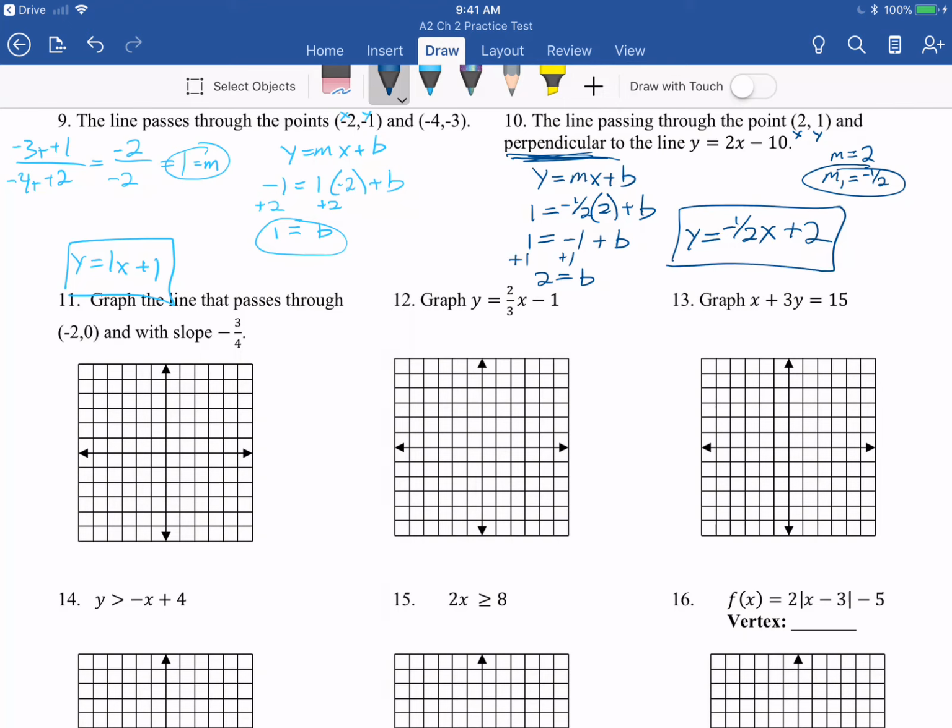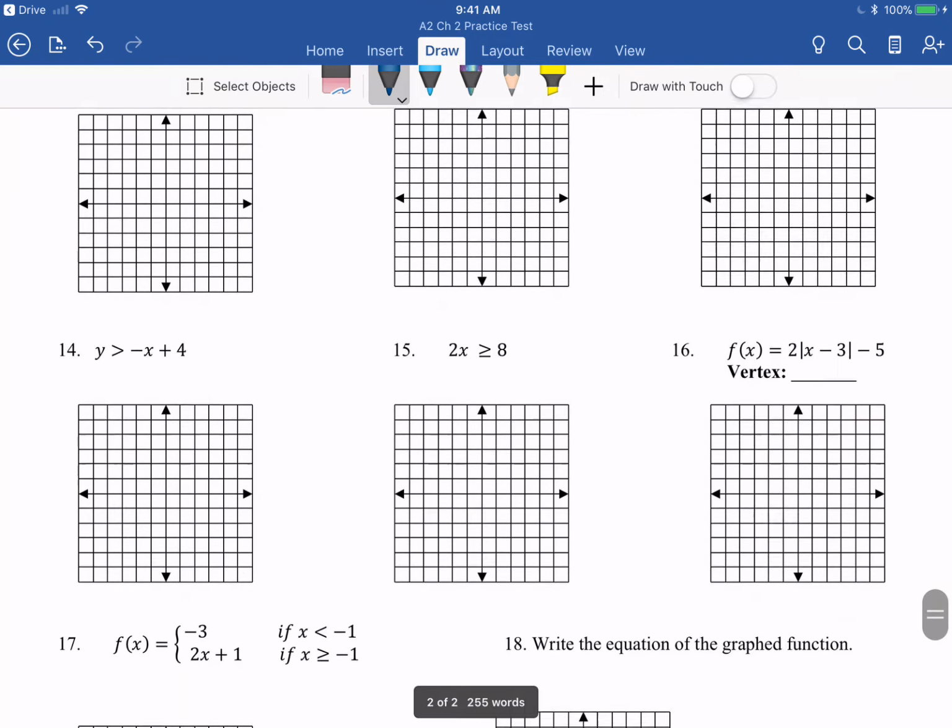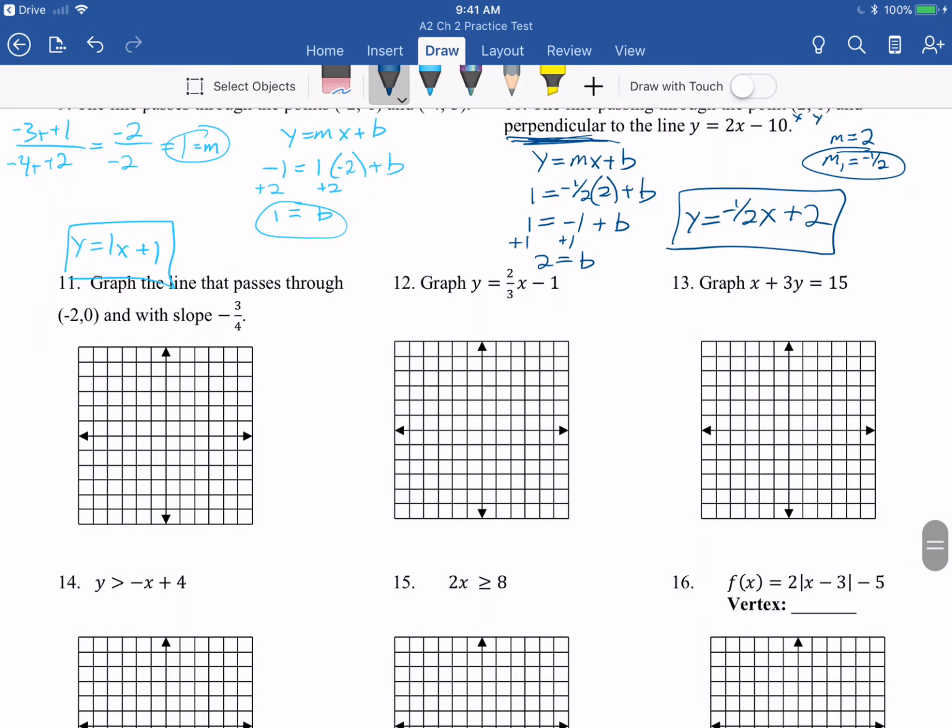Right? So those are a little bit tricky. You got to find some different information there. If it's perpendicular, then it's got opposite reciprocal slopes. If it's parallel, it is the same. Okay, number 11, so now we just go through a bunch of these that are just straight through and graphing here.